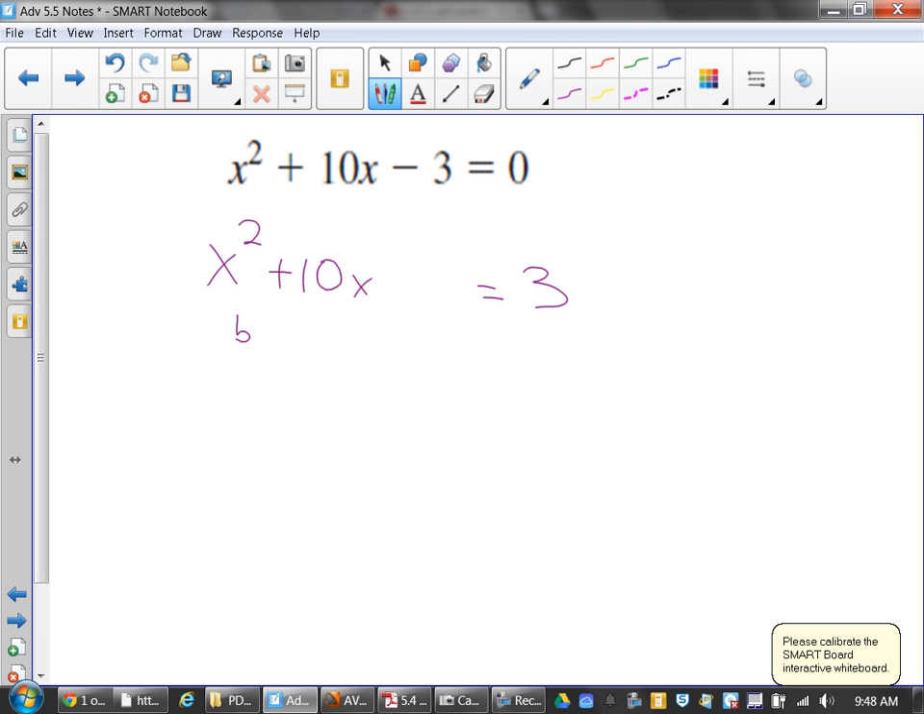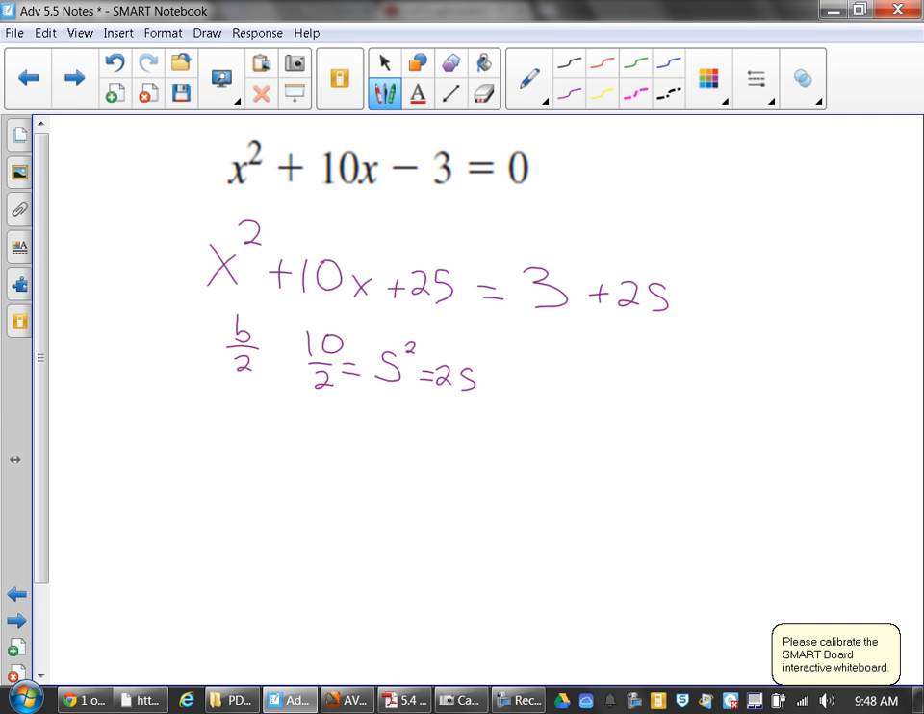I'm going to take half of b. What's my value of b in this equation? 10. So that becomes 10 divided by 2, which is how much? Good. What's 5 squared? 25. I'm going to add that to both sides. What I just did there, by adding the same amount to both sides, did I keep the equation valid?